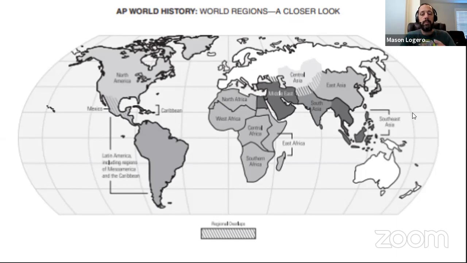So just make sure that you know these regions. If you see South Asia, you should think India, but also know the difference. If you see East Asia, you should automatically think China. But again, make sure you know the difference.